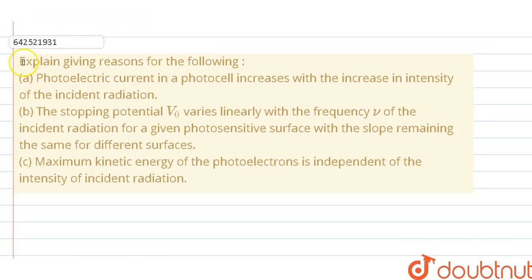Hello everyone, let's start with the question. The question says, explain giving reasons for the following. A. Photoelectric current in a photocell increases with the increase in intensity of the incident radiation. B. The stopping potential V0 varies linearly with the frequency V of the incident radiation for a given photosensitive surface, with the slope remaining the same for different surfaces. C. Maximum kinetic energy of the photoelectrons is independent of the intensity of incident radiation.